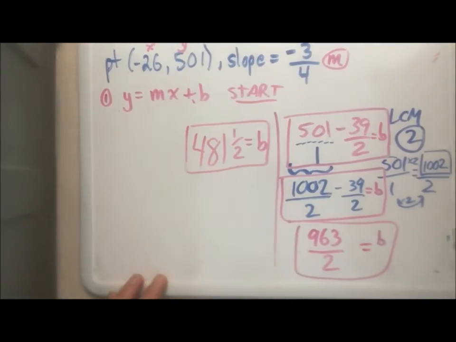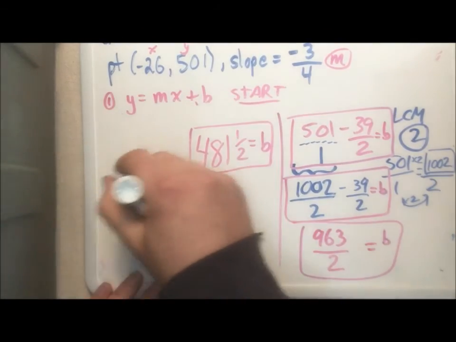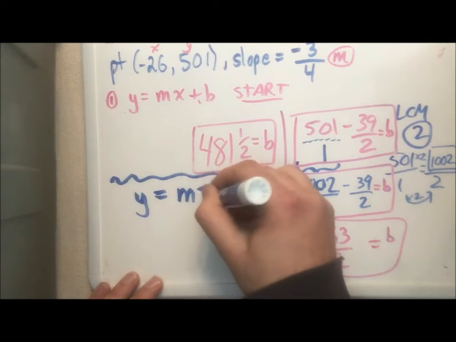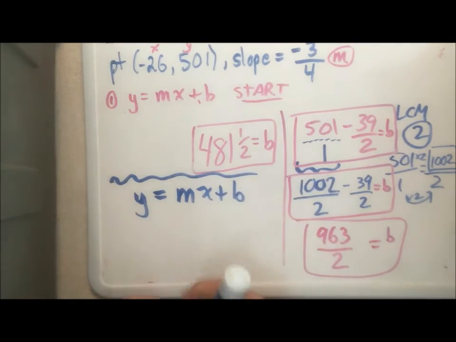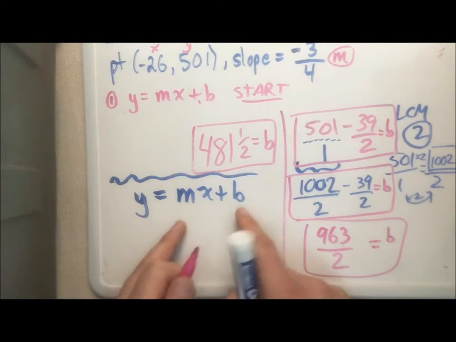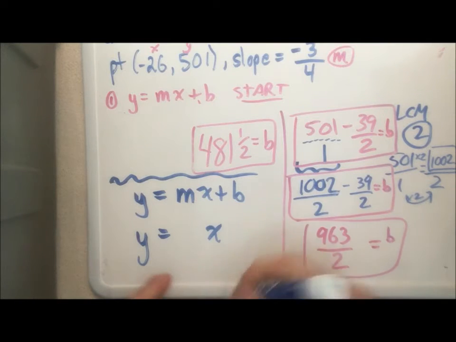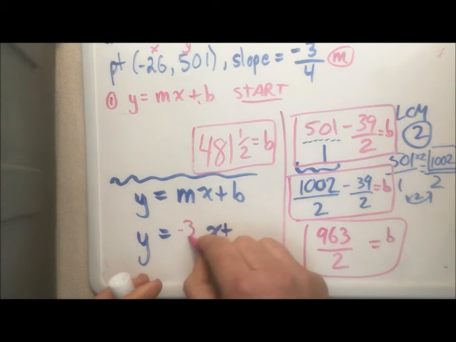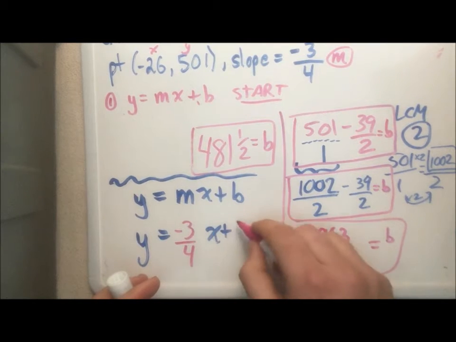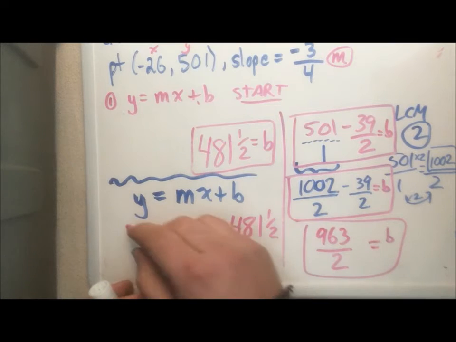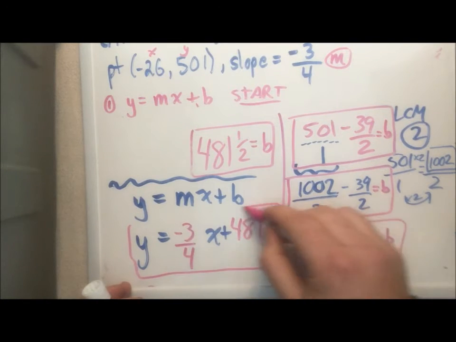So there's a lot more work, but it's the identical machine. And then we finish up our thing by finding the actual equation. y equals mx plus b. And now instead of putting an x and a y in there, we're going to put the m and the b. So y equals something x. We're going to have negative 3 over 4 x plus 481 and 1/2. That would be your equation.